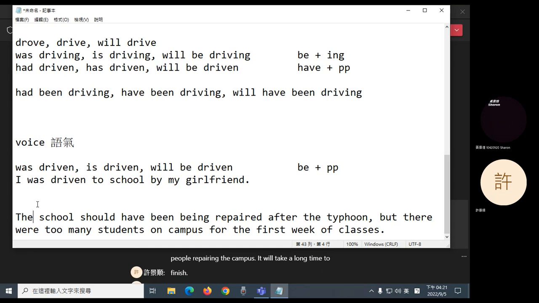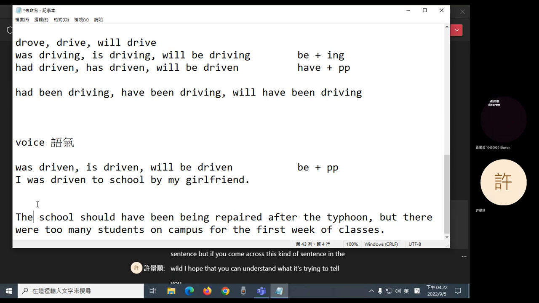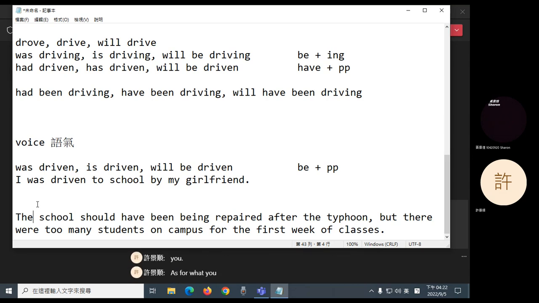So there's so many ideas that fit into one sentence because of the grammar. Again, I'm not asking you to be able to write this kind of sentence, but if you come across this kind of sentence in the wild, I hope that you can understand what it's trying to tell you. As for what you do write, this is a complicated sentence, right? If you see this sentence and I don't explain anything, it's not easy to understand this sentence, right? This is why English likes to see clear, straightforward writing, not this.